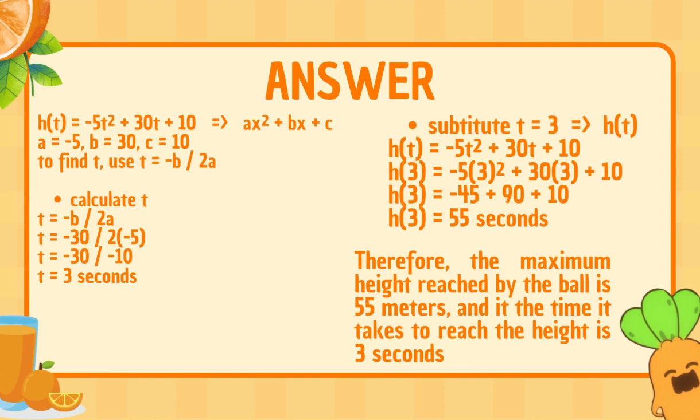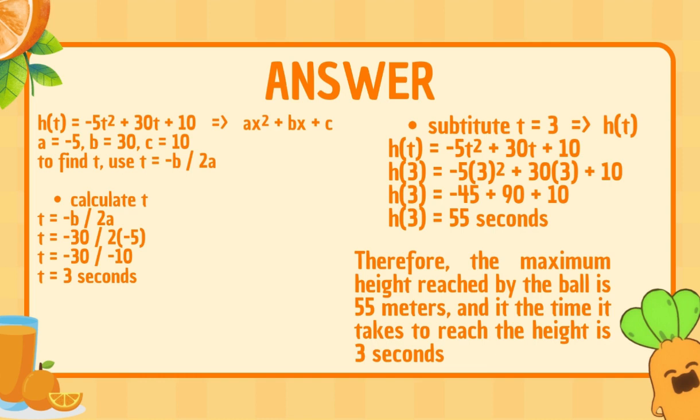t equals minus 30 over 2 times minus 5. t equals minus 30 over minus 10. So t equals 3 seconds. The second step is to substitute t equals 3 into h(t).